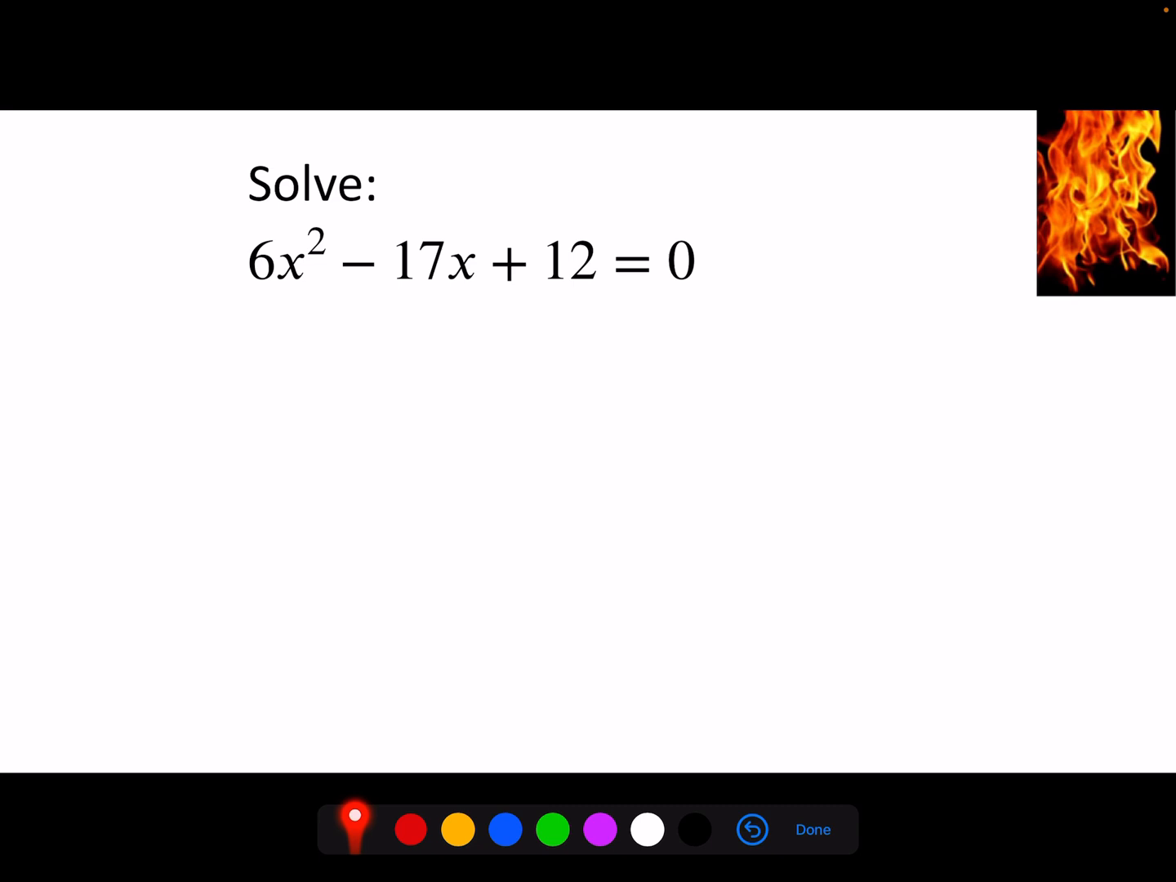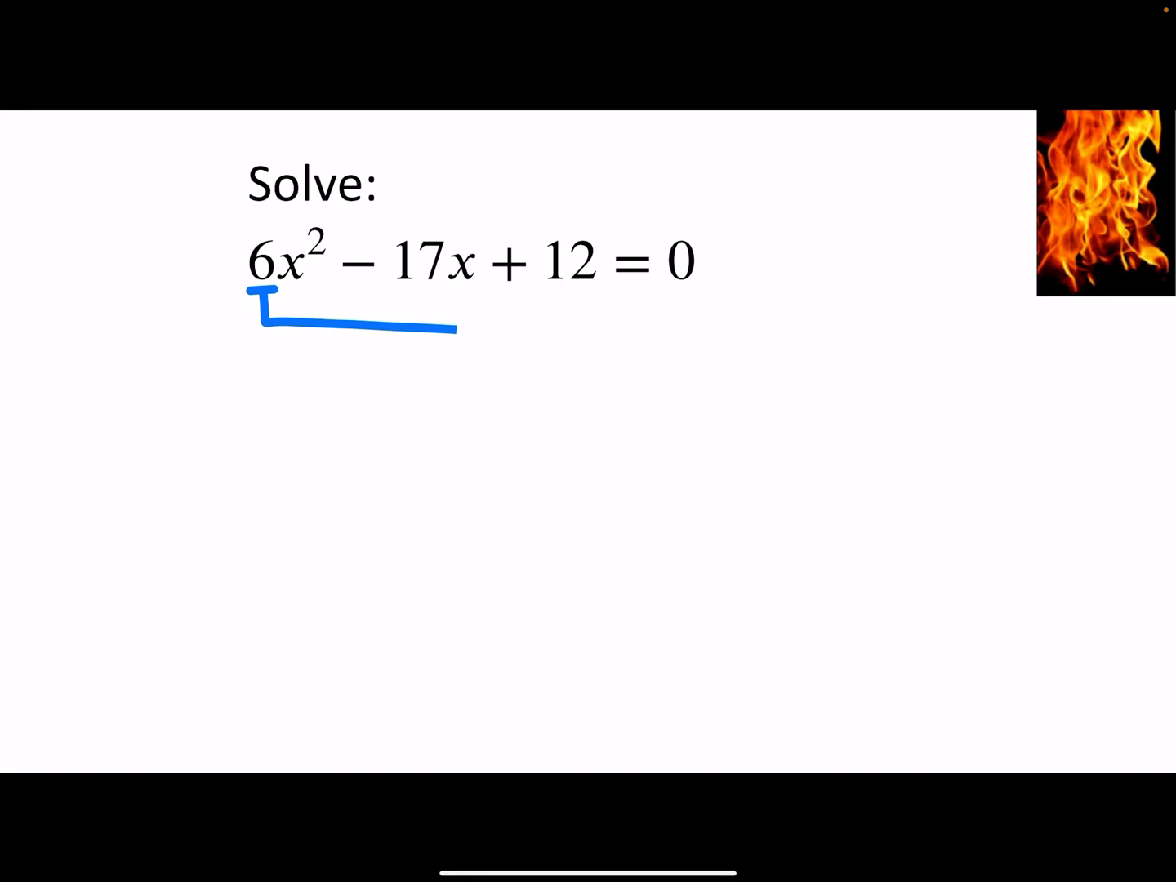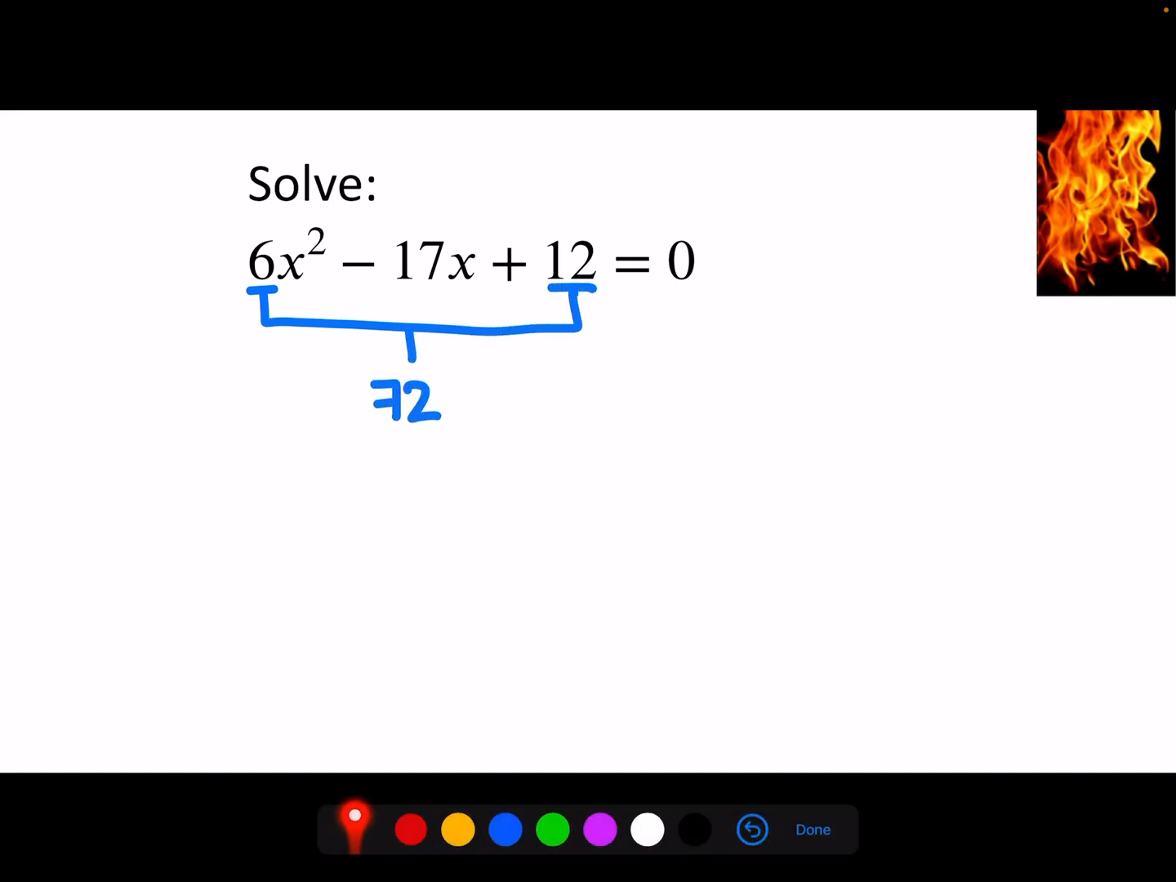So after we do that, if there is no GCF, I'm going to go ahead and take my A value and I'm going to multiply it by my C value. So 6 times 12 will get me 72. From here, we're going to look for numbers that add to be negative 17 and multiply to be 72. Now there's a lot fewer numbers that will multiply to be 72. So we're just going to go ahead and list out all those factors.